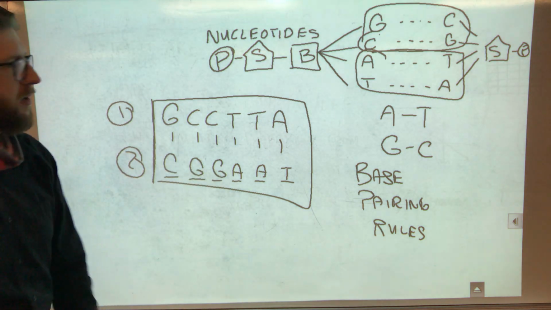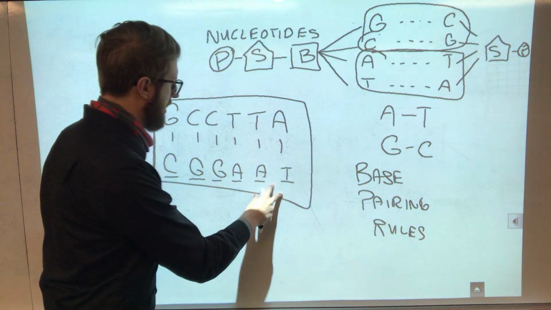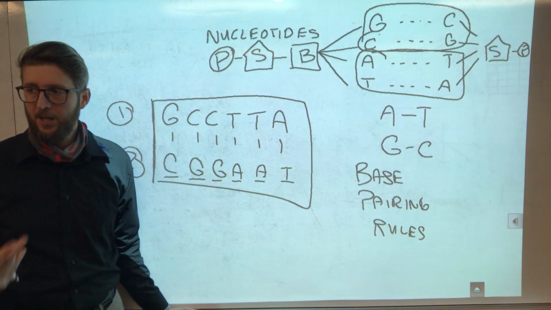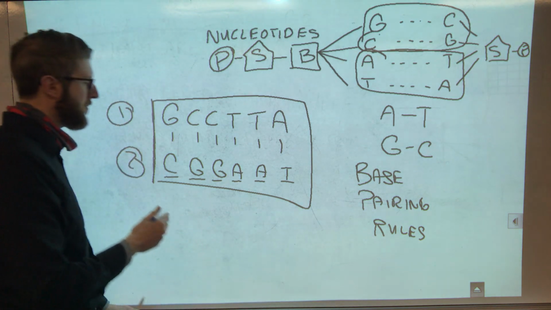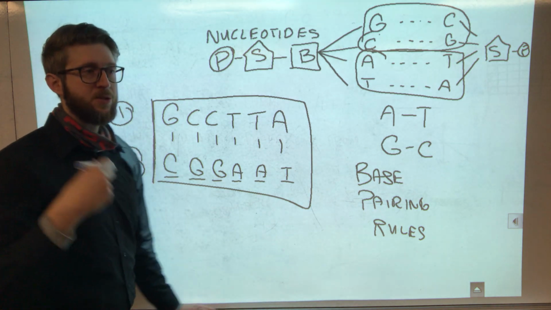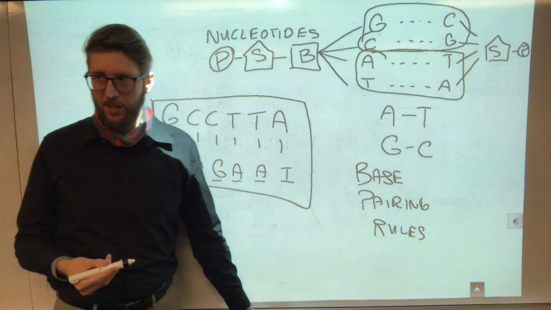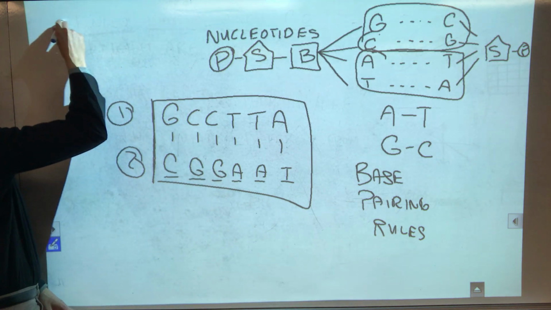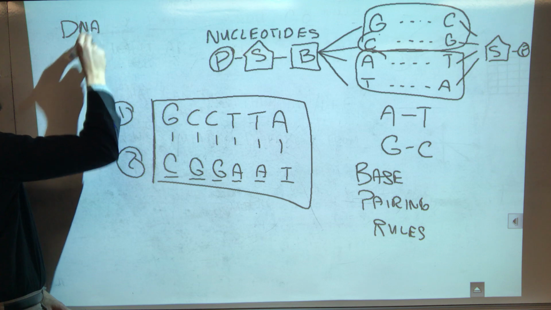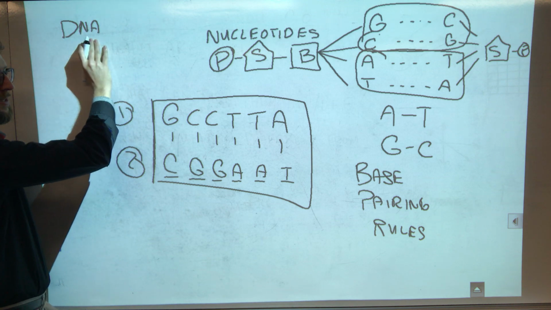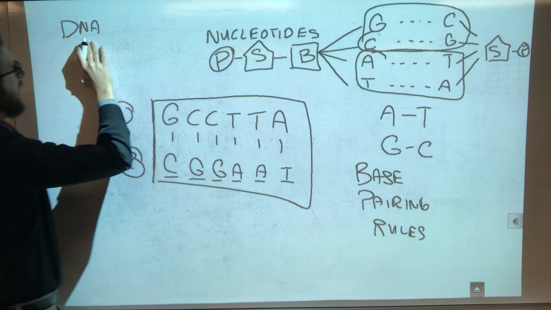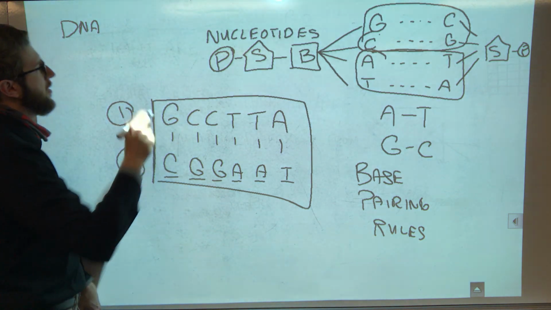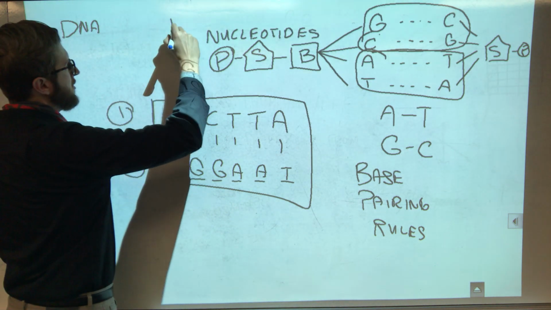Okay, so what this does, though, is, like I said, it does provide the instructions for how to make and do everything in your body. But the molecules that make and do everything in your body are proteins, right? So DNA is where all the information is stored on how to make the molecules that control your traits, which are proteins.